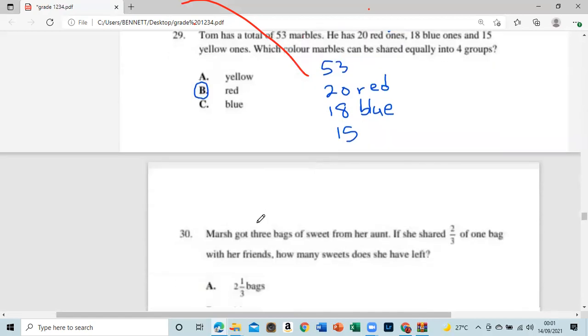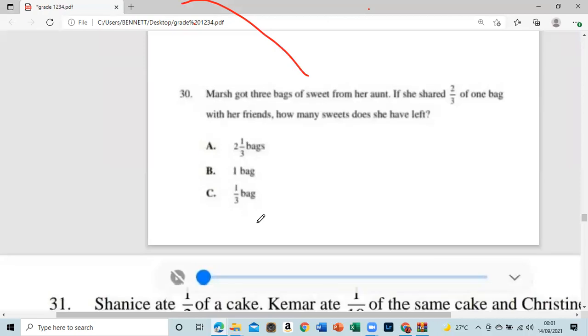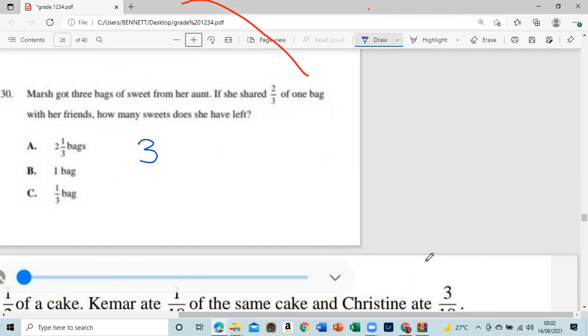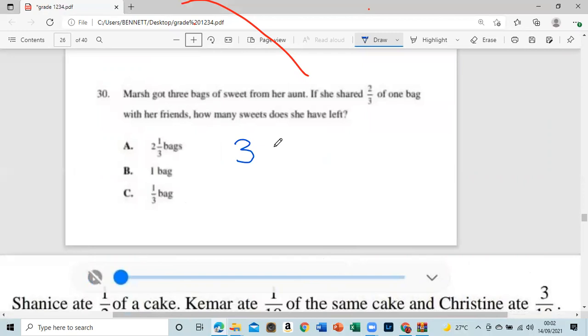Let's move on to 30. Marsh got 3 bags of sweets from her aunt. If she shared 2/3 of one bag with her friends, how many sweets does she have? This is awesome stuff. So let's just look at that. She got 3 bags from her aunt. If she shared 2/3 of one bag, so one of the bags, she got 3, so she shared one of them, right? And out of the one, she gave away 2/3.